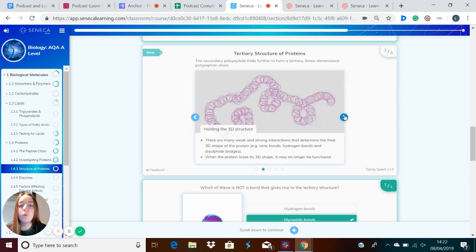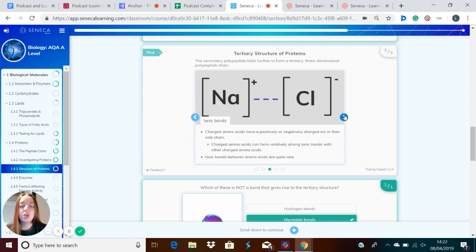There are many weak and also strong interactions that determine the final 3D shape of the protein. For example, ionic bonds, hydrogen bonds, and disulfide bridges. When the protein loses its shape, it may no longer be functional. Charged amino acids have a positively or negatively charged ion on their side chain. And these charged amino acids can form relatively strong ionic bonds with other charged amino acids. But ionic bonds between amino acids are actually quite rare.